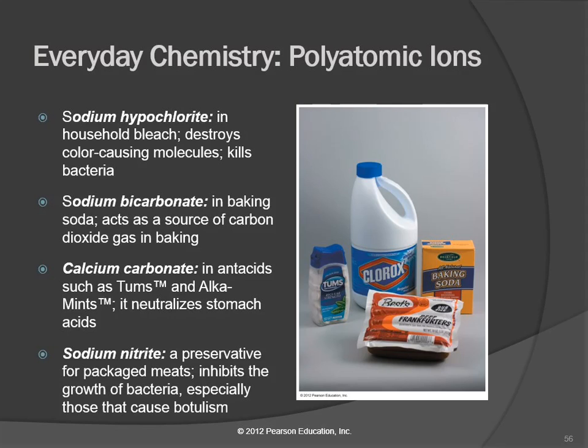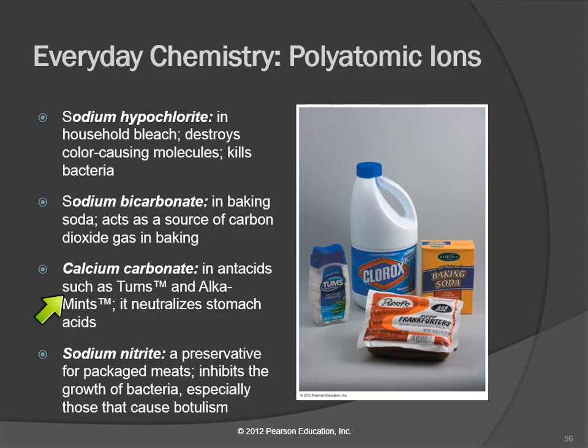Here's some examples of these polyatomic ions. You run into them on pretty much a daily basis. Sodium hypochlorite is the active ingredient in household bleach. It kills stuff and destroys colored compounds, and so it makes your clothes whiter. Sodium bicarbonate. Bicarbonate is a polyatomic ion. That's the active ingredient in baking soda. And when you bake and you mix that with something that's slightly acidic, it gives off carbon dioxide gas, which causes the food to puff up. That's why biscuits are puffy without having yeast in them.